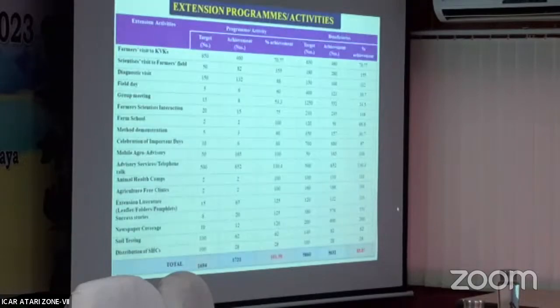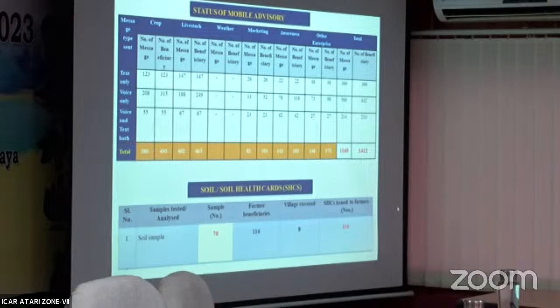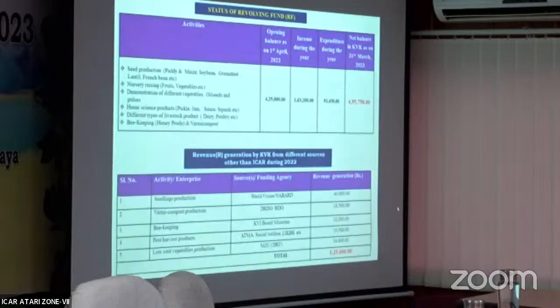Extension activities, we have conducted 101.59% activity covering 85.85% target beneficiaries. Publication, 1 research paper with a total of 29 publications. Status of mobile advisory, 1,160 messages have been sent to 1,412 beneficiaries. Soil test, soil health card, 70 tests done and cards issued to 106 beneficiaries.